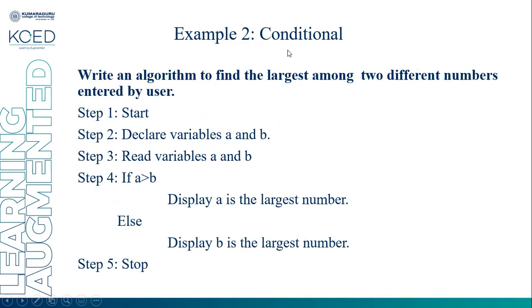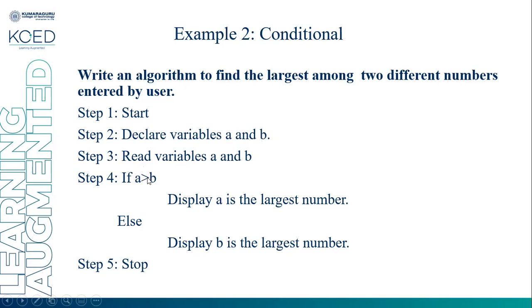Second is an example for the conditional statement. Write an algorithm to find the largest among two different numbers entered by the user. So the largest of the given two numbers. We can write this code under the conditional structure. Start, declare variables A and B. We have declared two variables, A and B. Read the variables A and B.